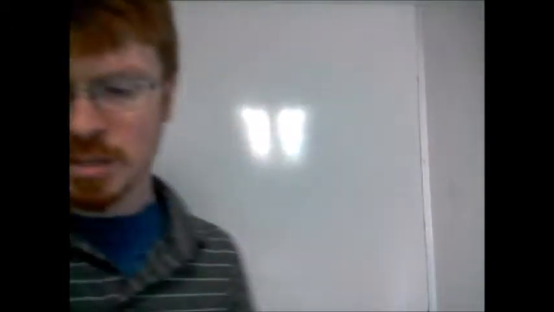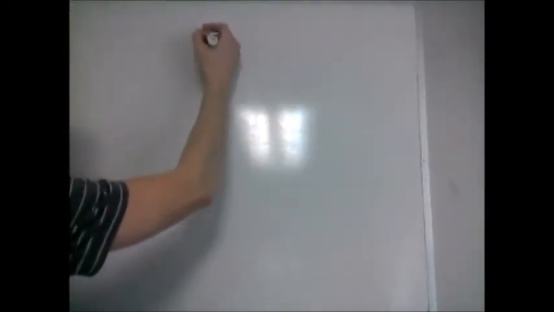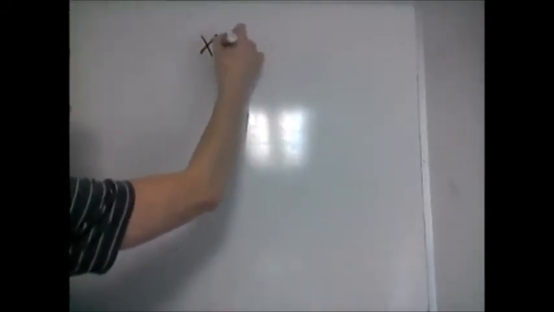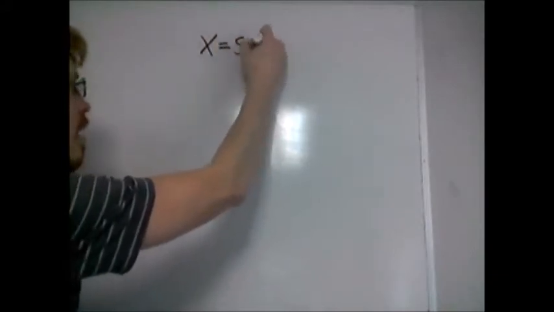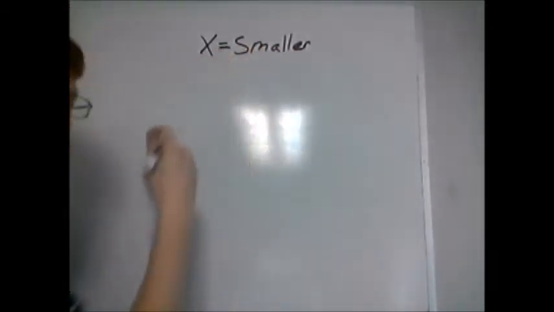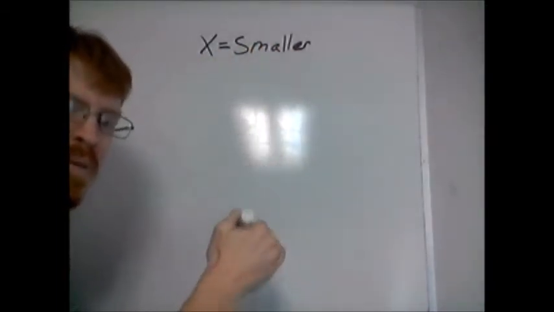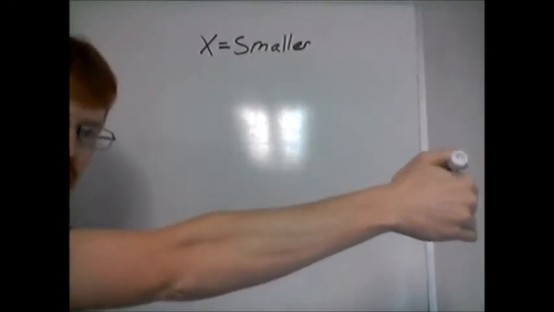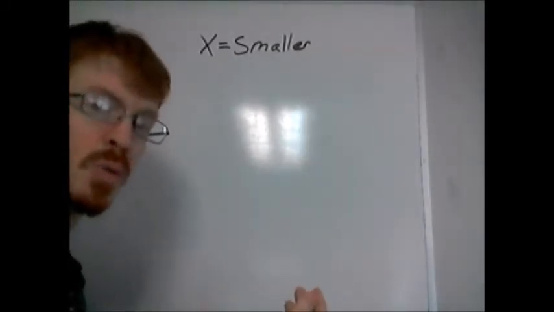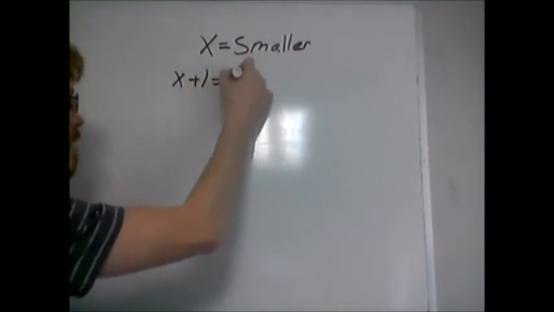I'll show you. So first of all, we have to represent the information we're looking for. So we're going to have x is the smaller of the integers. And then it's a consecutive integer, so therefore, whatever x is, it has to be the next number. Well, how do you get to the next number mathematically? You add 1 to it. So x plus 1 is the larger.